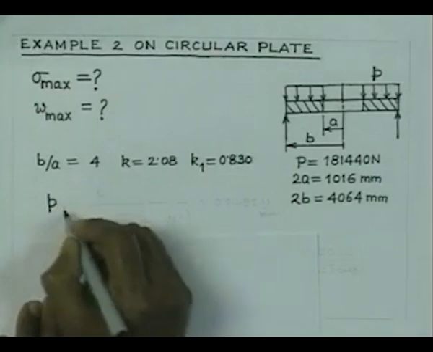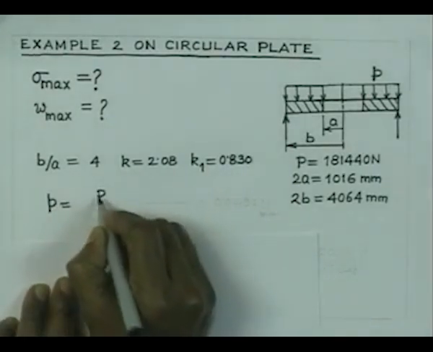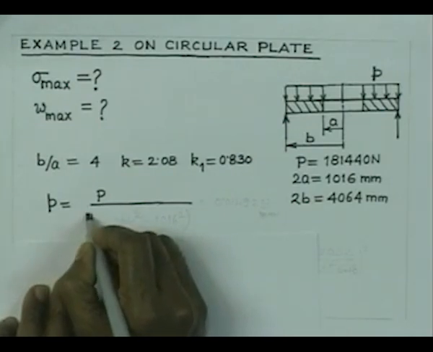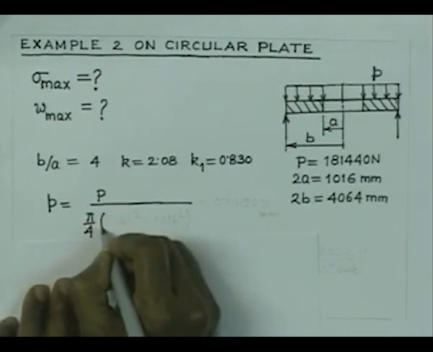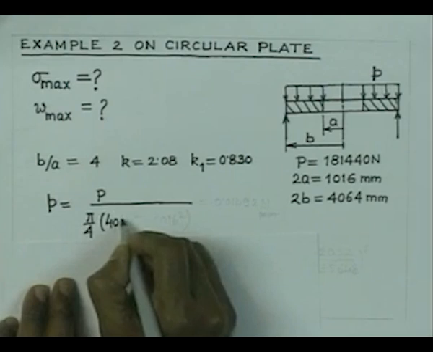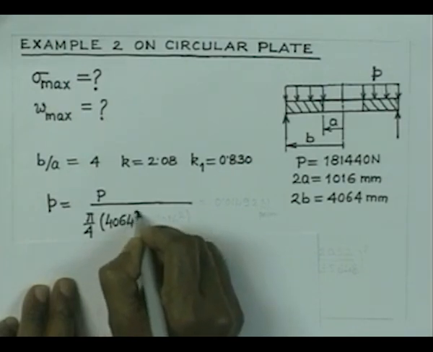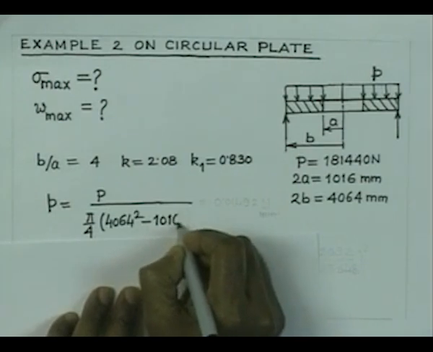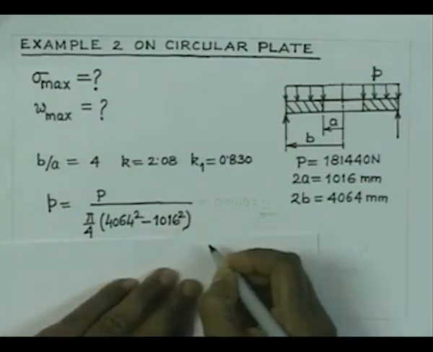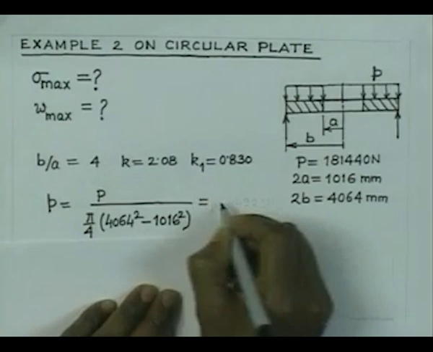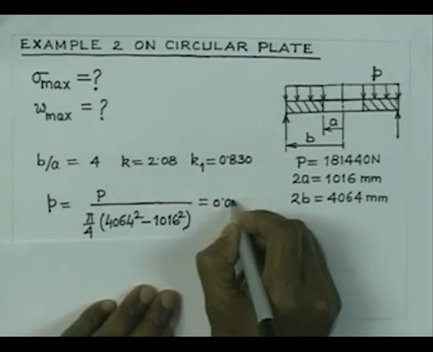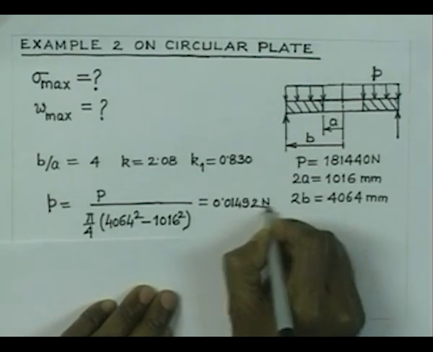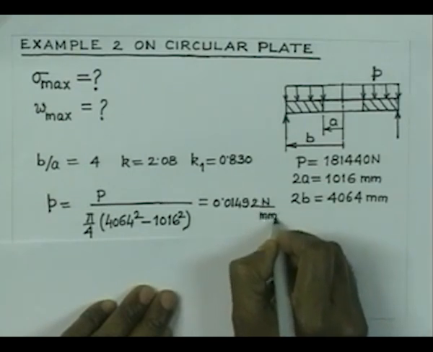P is now total load divided by pi by 4, 4064 square, that is B square minus 1016 square. So, that gives us value equal to 0.01492 Newton millimeter square.